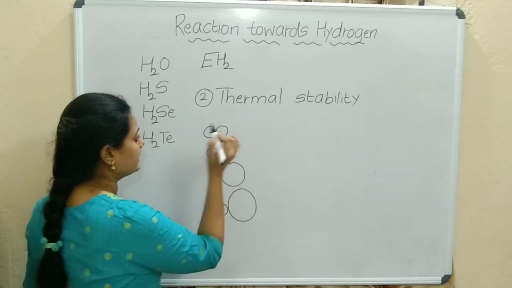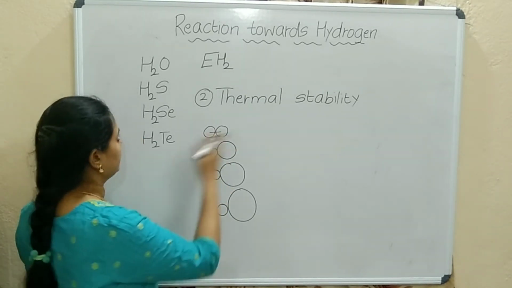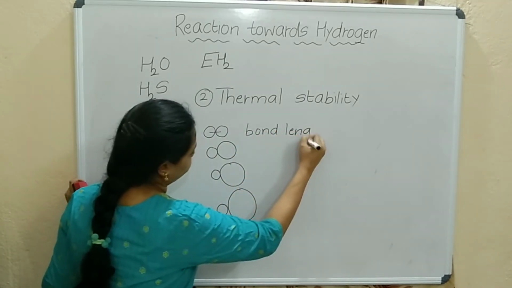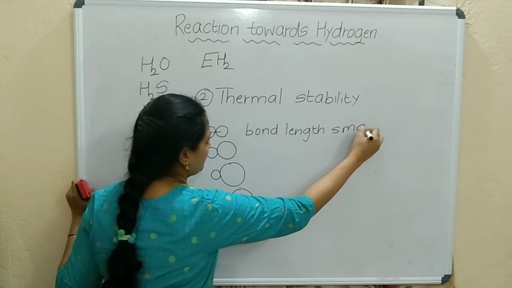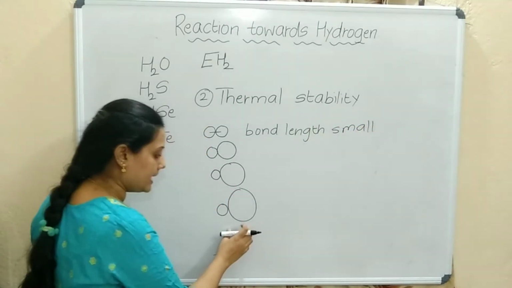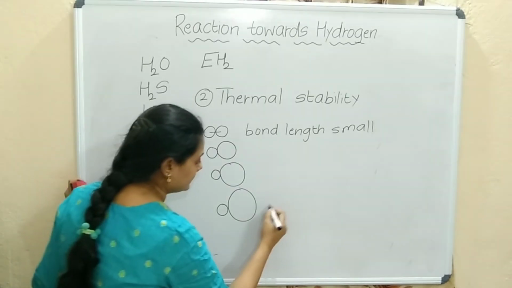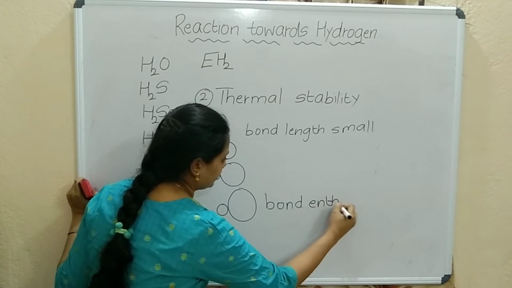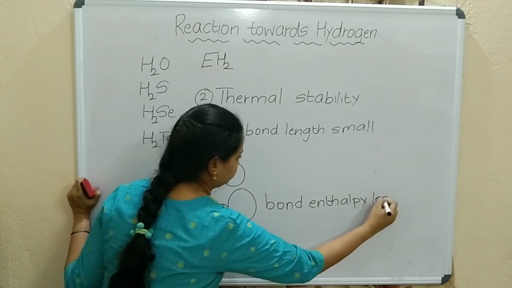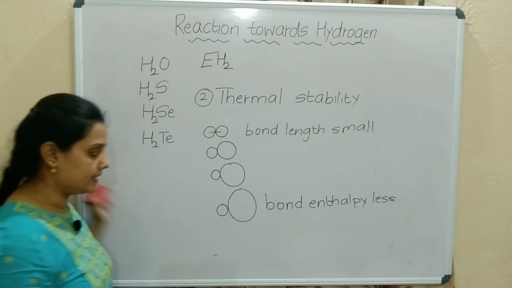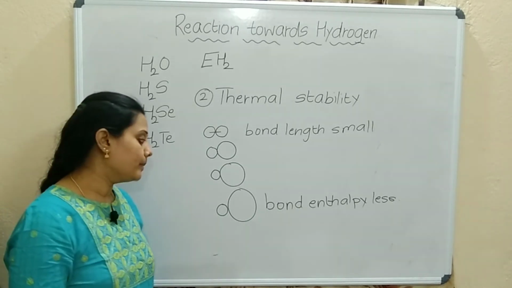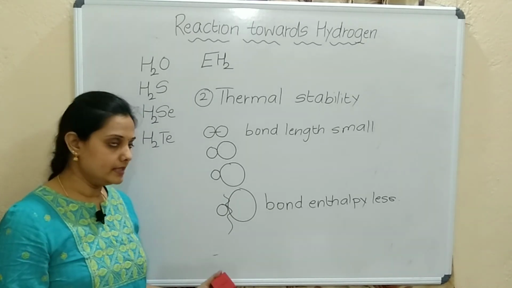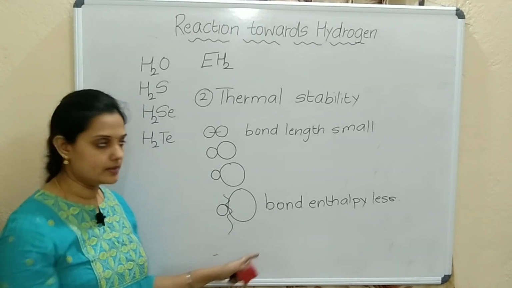Here the bond length is very small in case of oxygen and hydrogen. Correct? Bond length is small. But here in case of H2Te, the bond length is more. So the bond enthalpy is less. Less energy is required to break the bond in case of hydrogen and tellurium. This we have discussed in the previous topic also.